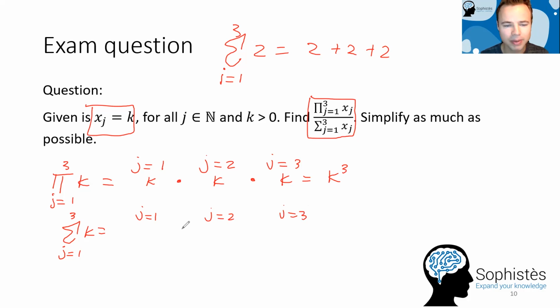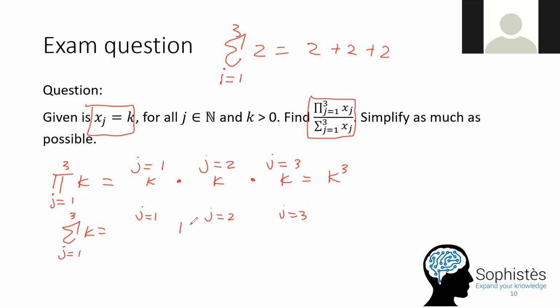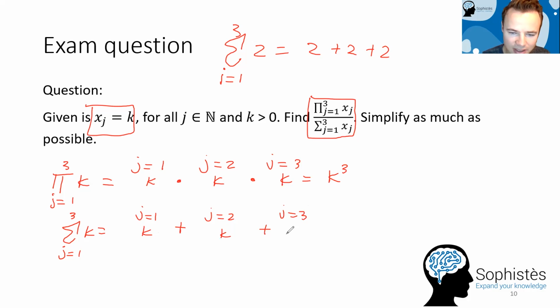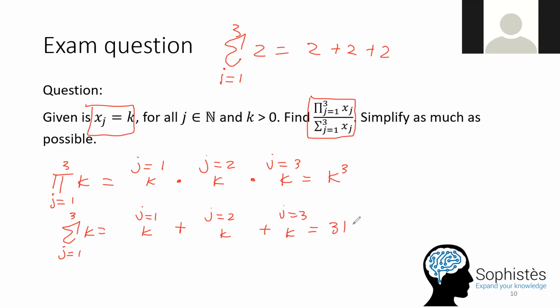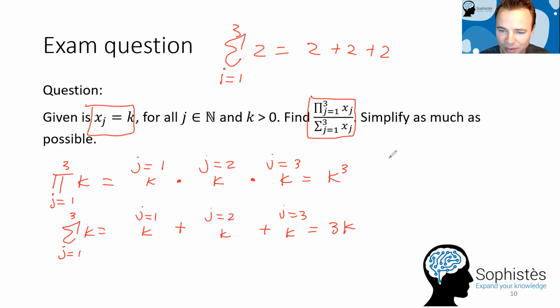But what kind of sign will be in between here? Plus. You add them to each other. Yeah. And then here you get k, k, k. So k plus k plus k is just 3k. And now we're going to divide them. So our final answer is k with the power of 3 divided by 3k.